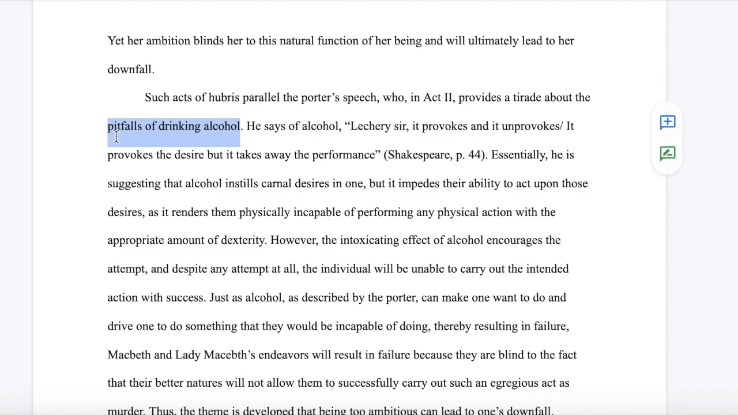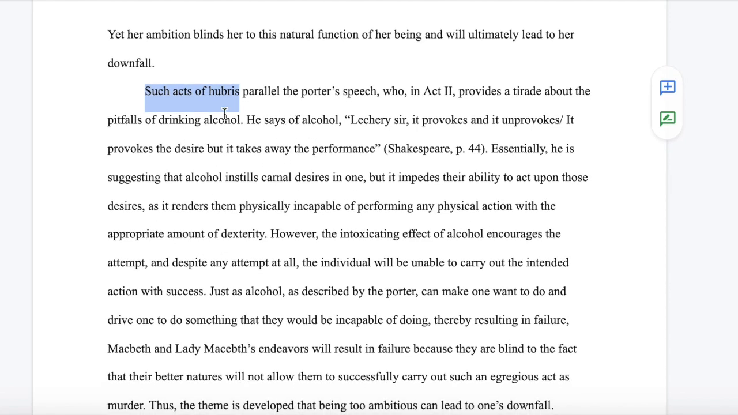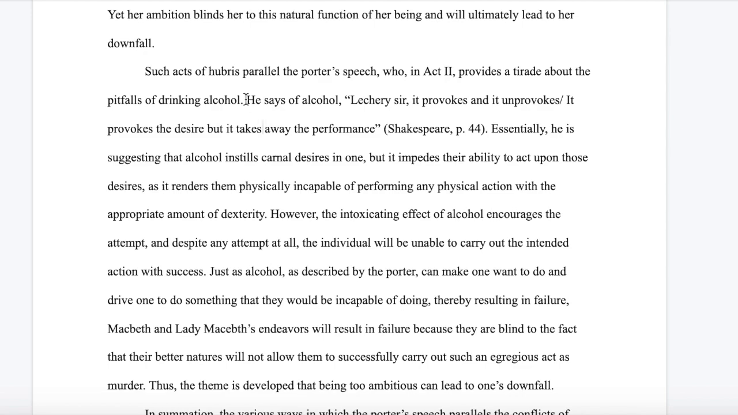The pitfalls of drinking alcohol parallel the conflicts that I was mentioning that Macbeth and Lady Macbeth had. So I'm providing another subclaim and also relating it back to my original claims, because I have to make sure, again, that the reader knows how they're all related. So then I provide my text evidence once more.